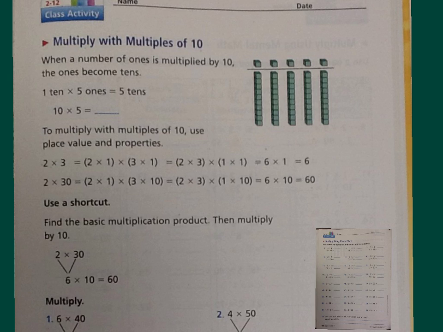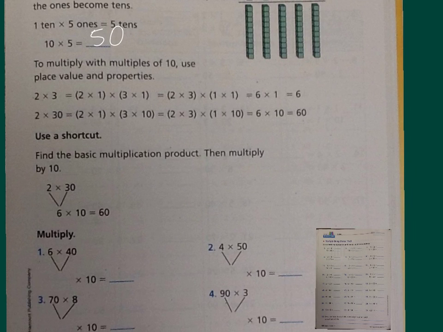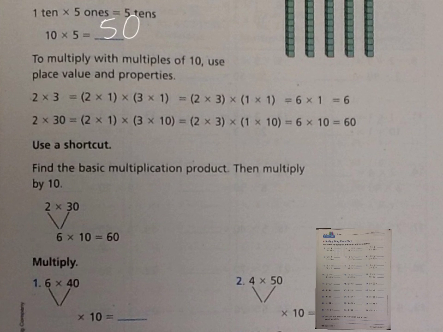When a number of ones is multiplied by 10, the ones becomes tens. So 10 times 5 ones equals 5 tens, which equals 50. To multiply with multiples of 10, use place value and properties. And this is where it gets a little interesting, but understand that we're going by place value.